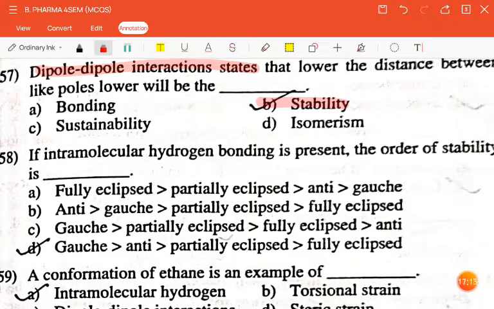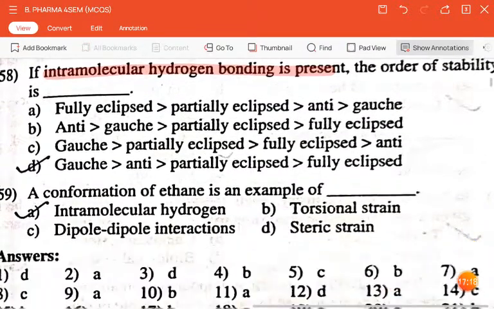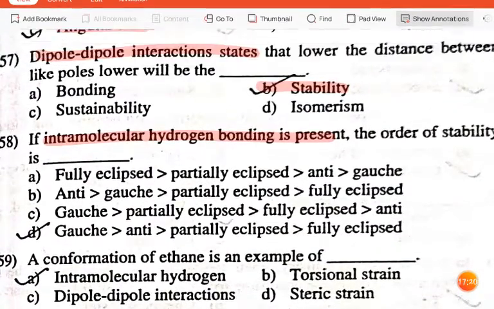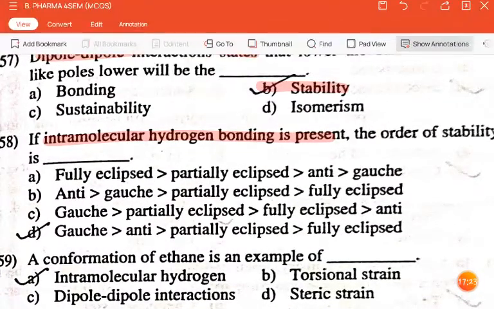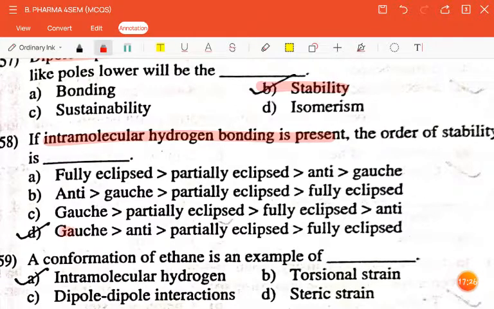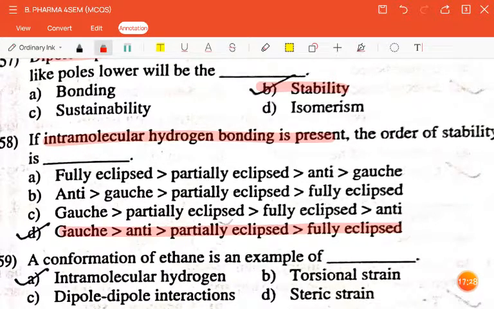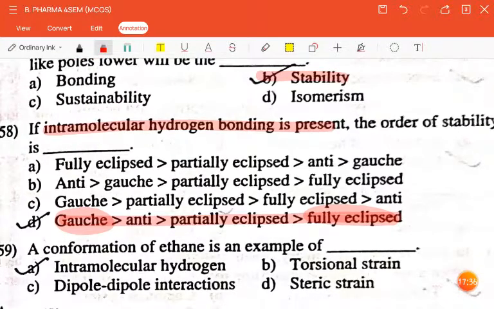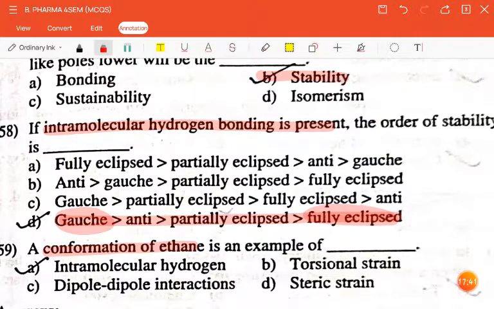The next question is, if intramolecular hydrogen bonding is present, the order of stability is, so the correct answer is gauche, anti, partially eclipsed and fully eclipsed. That means highest for the gauche and lowest for the fully eclipsed. Next question for this video is, a conformation of ethane is an example of intramolecular hydrogen, torsional strain, dipole-dipole interaction or steric strain. So the correct answer is intramolecular hydrogen.